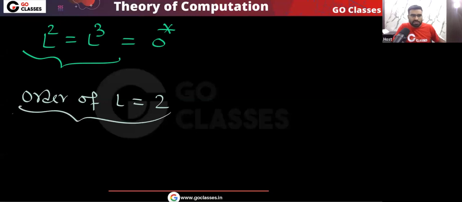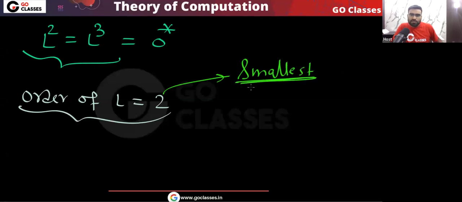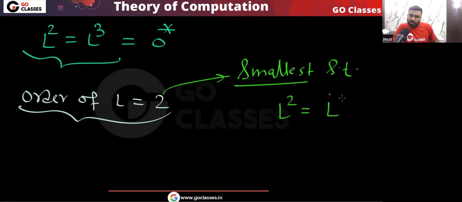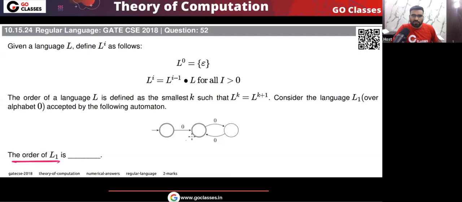Why? Because this is the smallest value, the smallest such that L power 2 is equal to L power 2 plus 1. So remember, the value of k will be 2. So order will be 2. Is this point clear? Order of L will be 2. Very simple point. The question is very simple. The question is asking what the order of the language of this machine is. That will be 2.